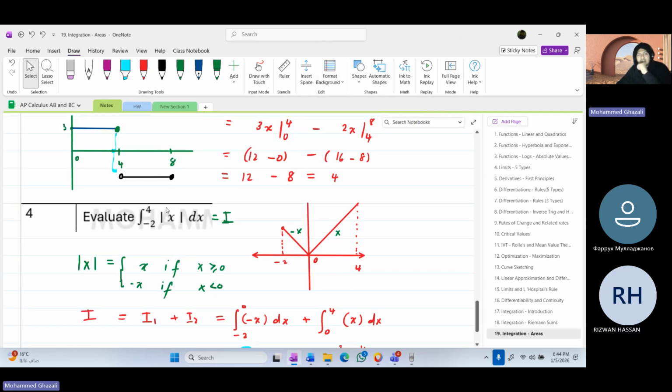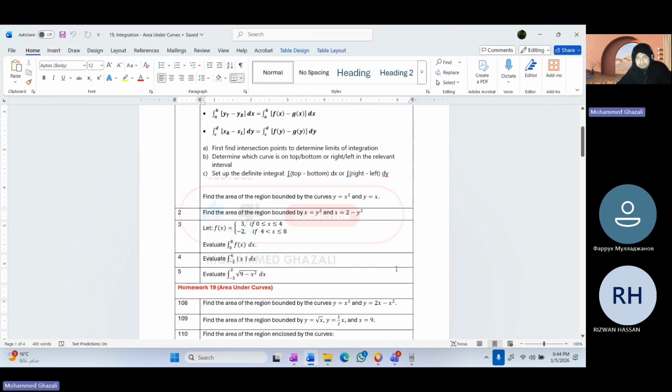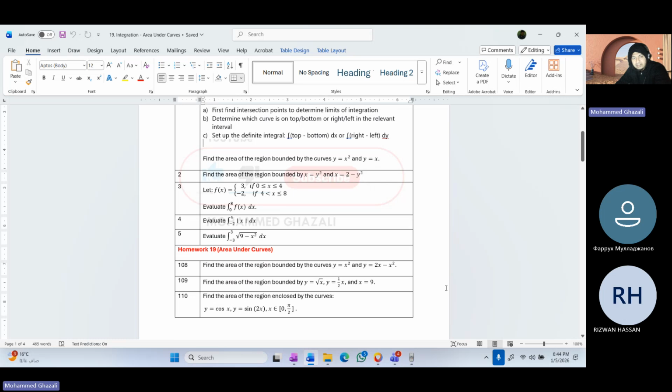Remember, you can't integrate an absolute value function directly. You've got to break up the absolute value and integrate it over its different regions. Looking at the next problem, guys. Last problem. Question 5.